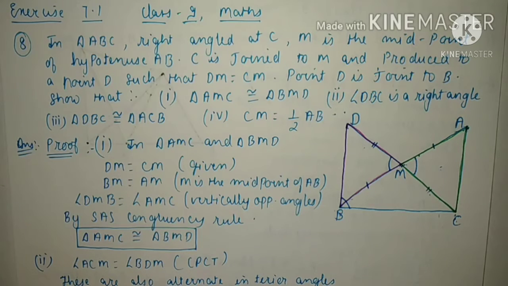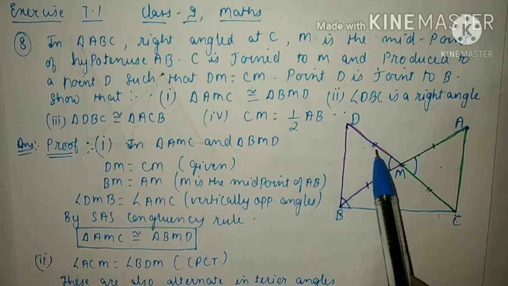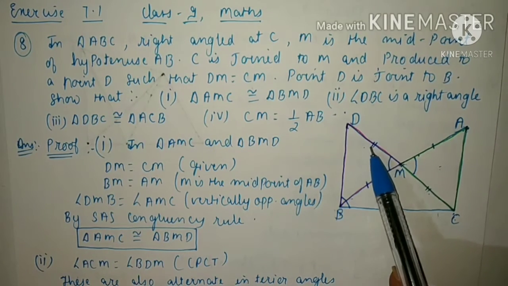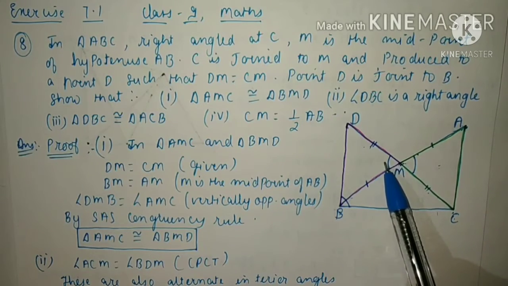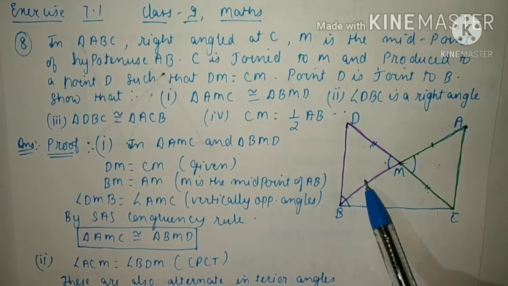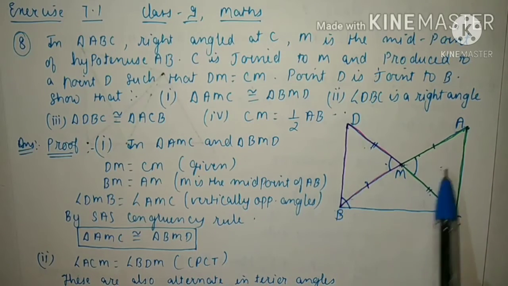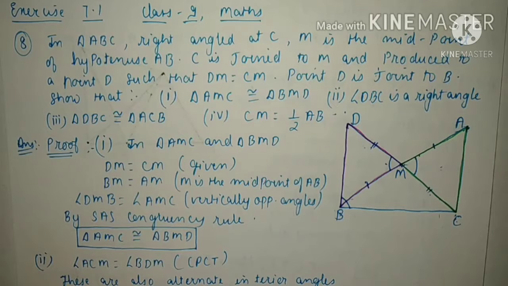So now see in these triangles, which sides and angles we have proved to be equal? S, this A, and again this S. So by SAS congruency rule, these two triangles are congruent. So we can write by SAS congruency rule, triangle AMC is congruent to triangle BMD. That means this triangle is congruent to this triangle. So this is the first part of our proof.